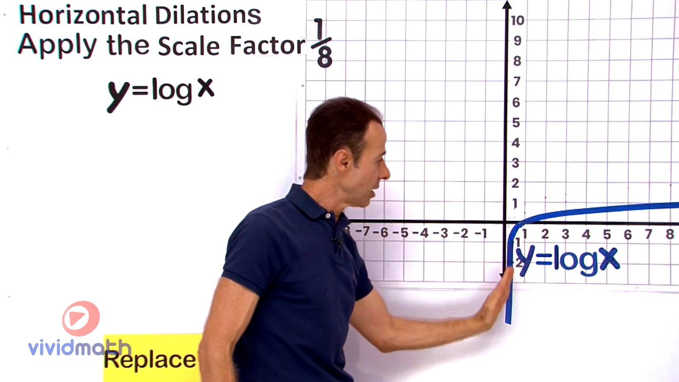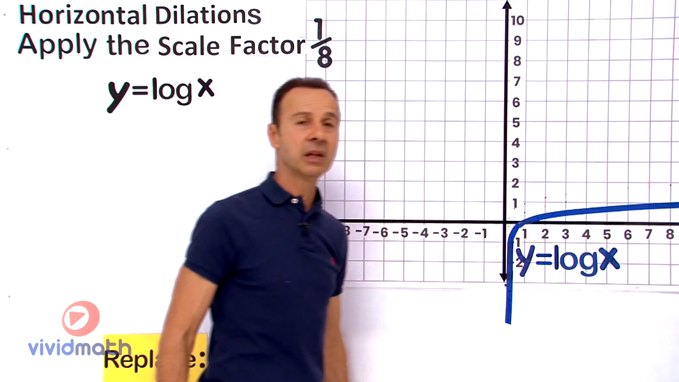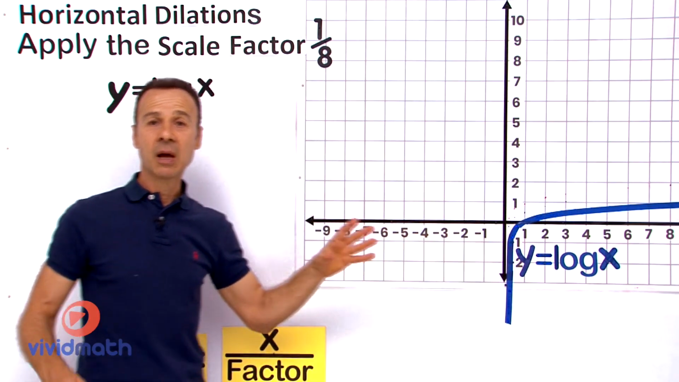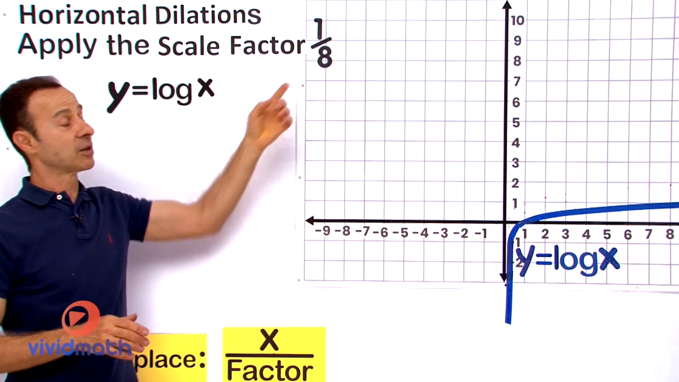There it is there. It looks like that, cuts through (1, 0) and goes up very, very gently, a gentle gradient along there. So that's our function, that's what it looks like. But what we're going to do is apply this 1/8. So what is this scale factor of 1/8?